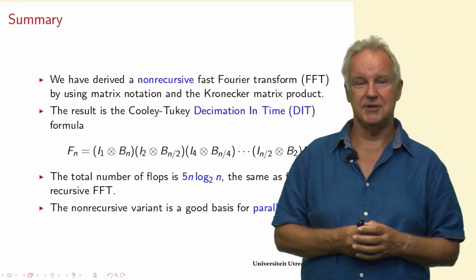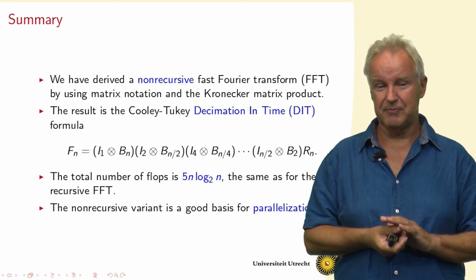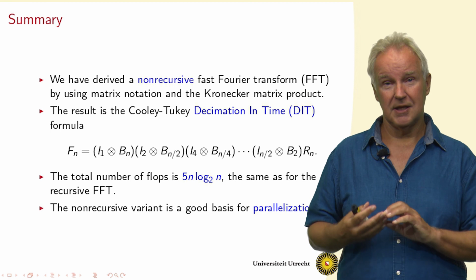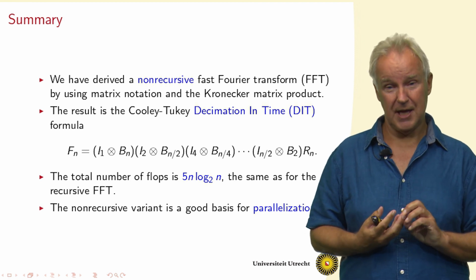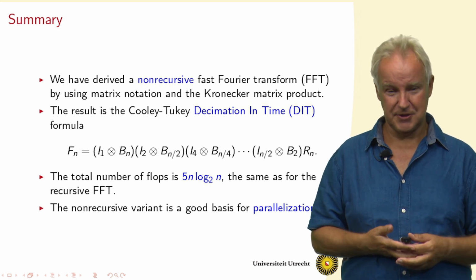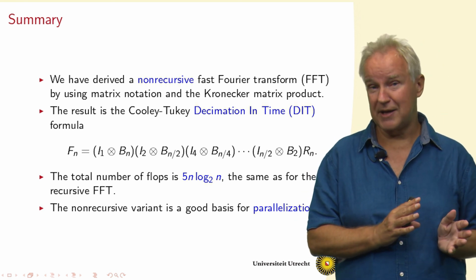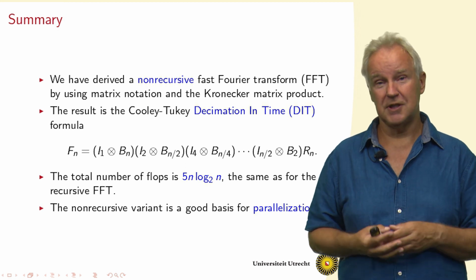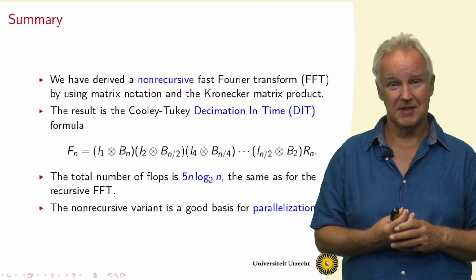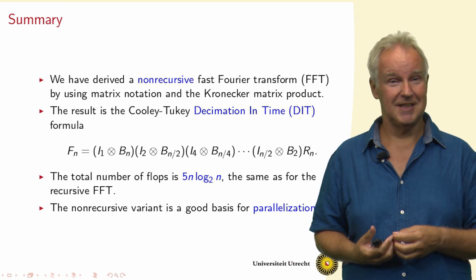Okay, let's summarize. So we have a different version of the Fourier transform now. It is non-recursive, and we call this the Cooley-Tukey decimation in time algorithm. It starts with a bit reversal, and then it does all the butterflies. Now the number of flops of the recursive algorithm was 5n log n. And this, if you do the calculations, is exactly the same. An advantage of this formulation is that it is amenable to parallelization. And that's what we will see in the next video.